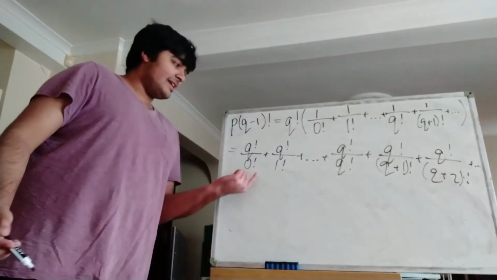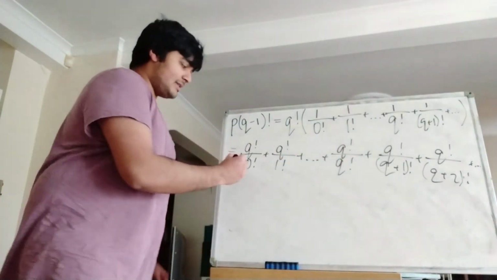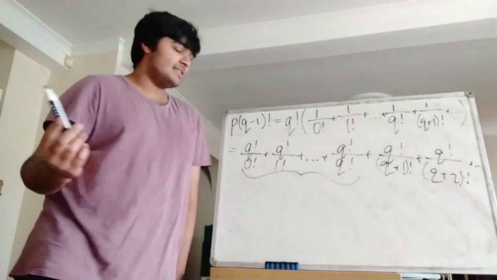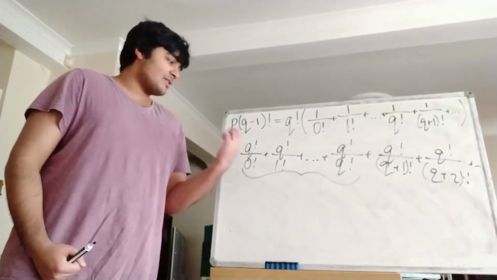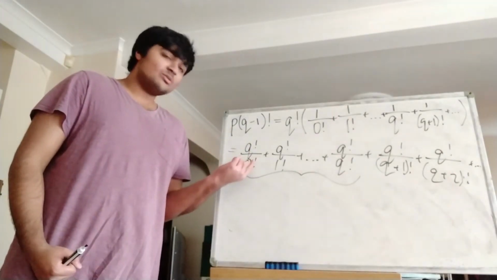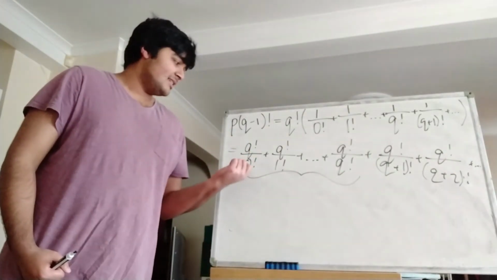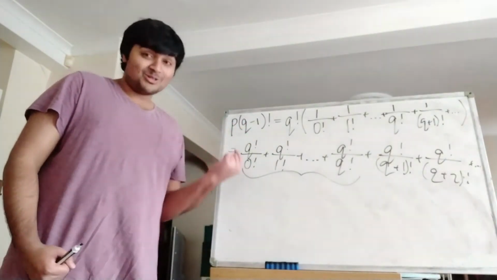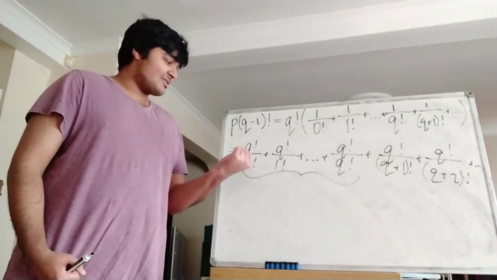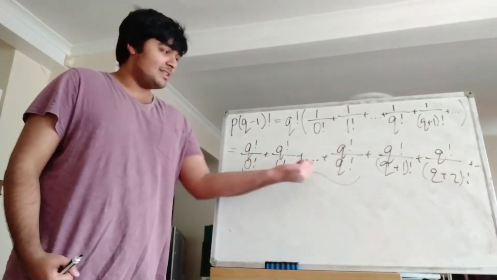Now, this stuff here is certainly going to be an integer. So all this stuff here is going to be an integer. Why is that? Well, q factorial over 0 factorial... the numerator is a multiple of the denominator, because q factorial... Well, the bottom's just 1, so these are simple cases.